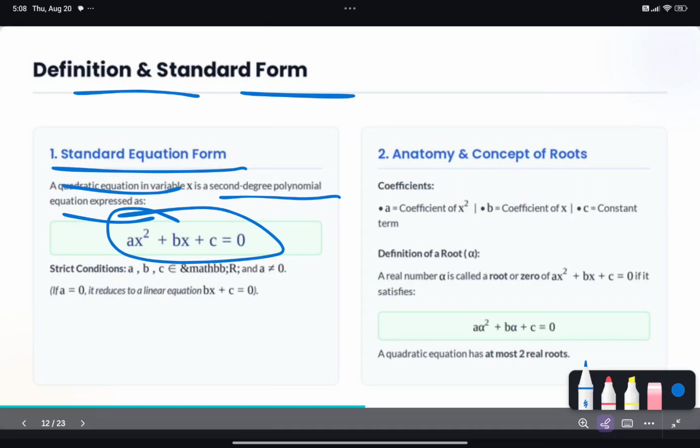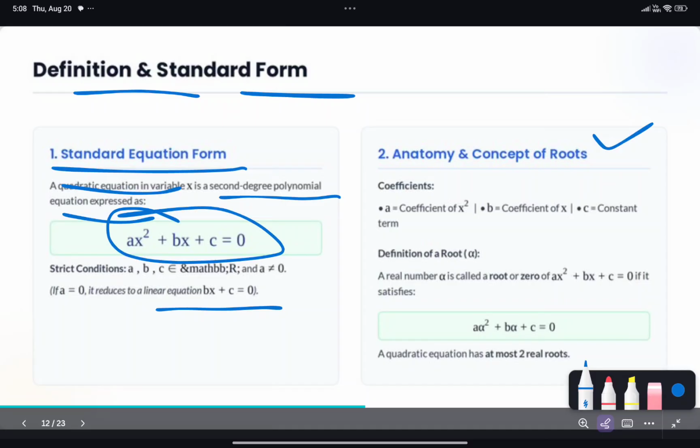Yes or no? It means a, b, c belong to the real numbers and a is not equal to 0, where a, b, c are constants as well as real numbers. But what is the strict condition? a is not equal to 0. If a equals 0, it reduces to a linear equation bx plus c. Anatomy and concept of roots.